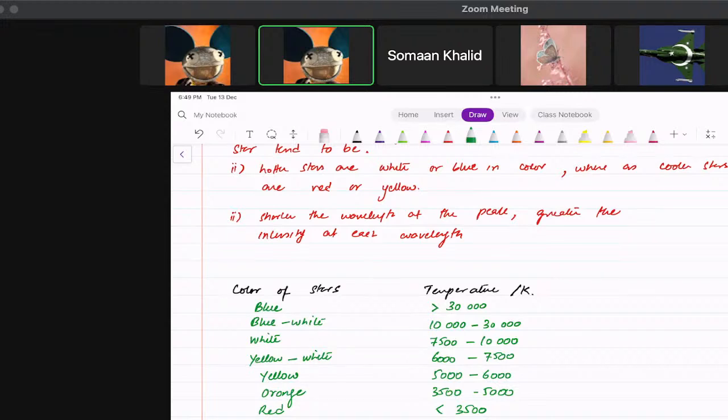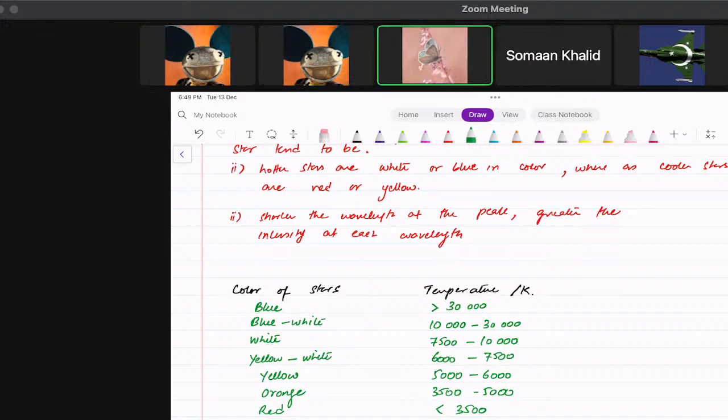Please write it down. If you have a question, do let me know. So we don't need to remember this, right? No, you just need to remember the color with respect to how it will be hotter or cooler, right? So you should know that blue is the hottest and red is the coolest, and then the in between. Okay.